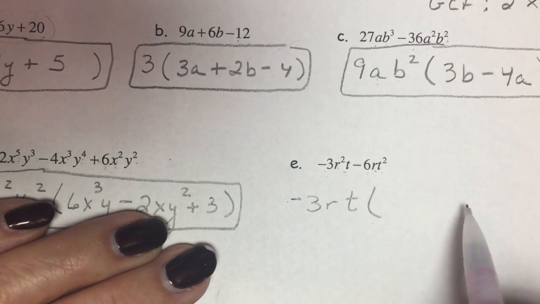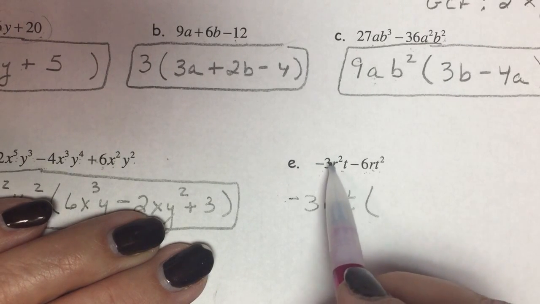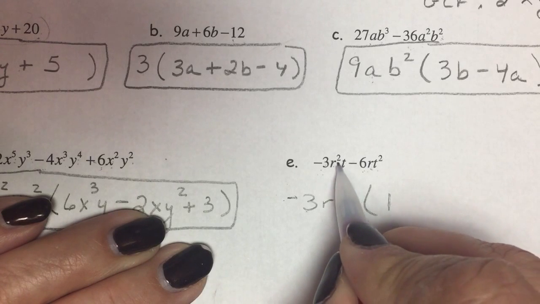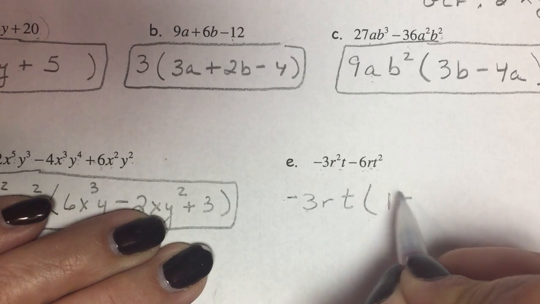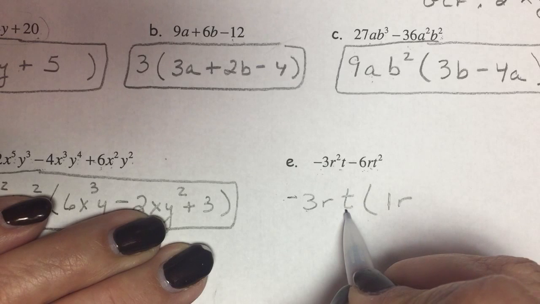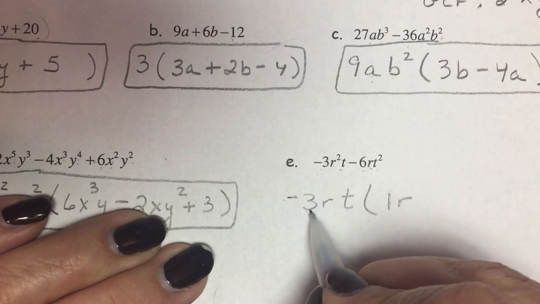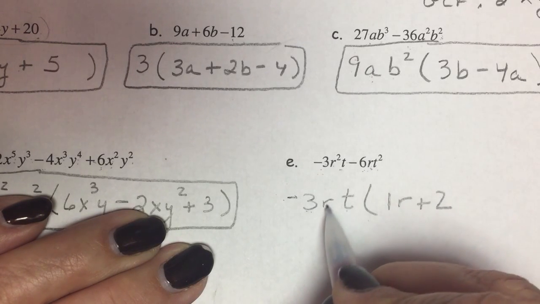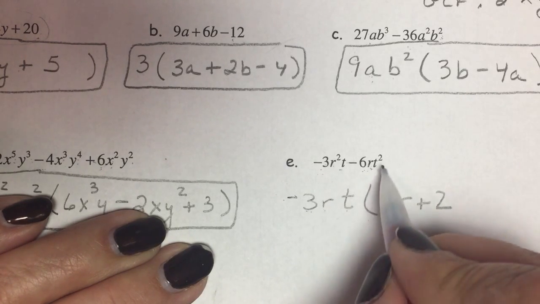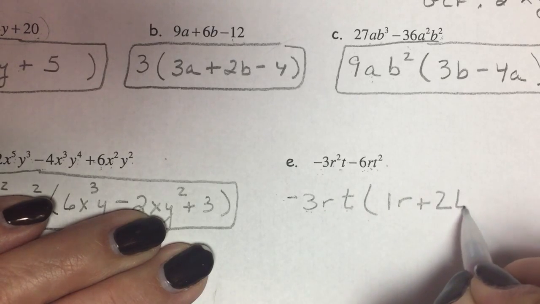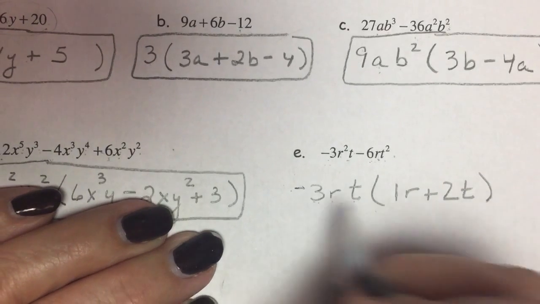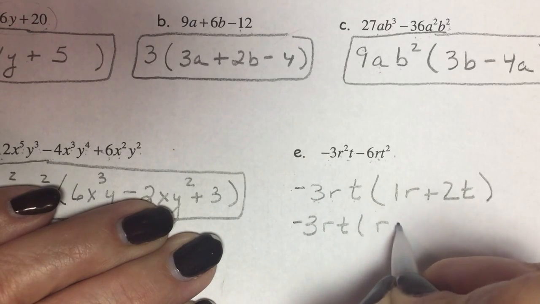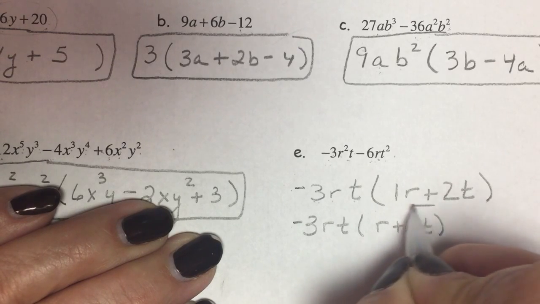Now look what happens when I write what's left and I get it by dividing. What's negative 3 divided by negative 3? That's positive 1. R squared divided by r is r, and t divided by t, those are done. Now negative 6 divided by negative 3 is plus 2. R divided by r, those cancel out. T squared divided by t, there's going to be a t left. So it would be negative 3rt times r plus 2t.